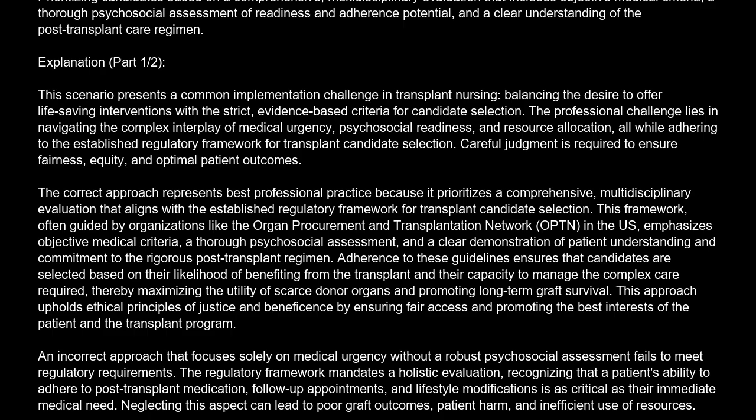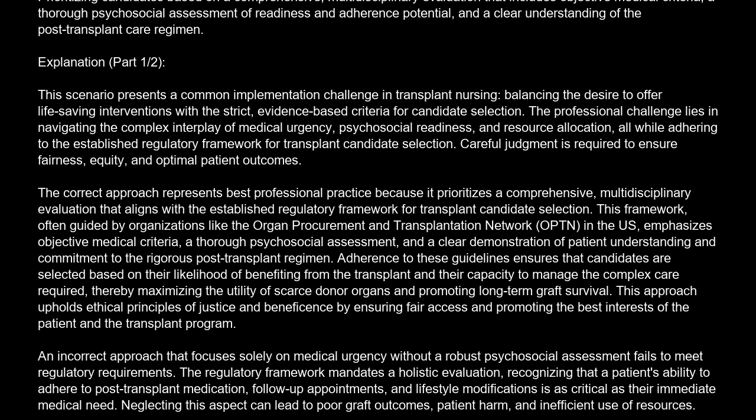This framework, often guided by organizations like the Organ Procurement and Transplantation Network (OPTN) in the U.S., emphasizes objective medical criteria, a thorough psychosocial assessment, and a clear demonstration of patient understanding and commitment to the rigorous post-transplant regimen. Adherence to these guidelines ensures that candidates are selected based on their likelihood of benefiting from the transplant and their capacity to manage the complex care required, thereby maximizing the utility of scarce donor organs and promoting long-term graft survival. This approach upholds ethical principles of justice and beneficence by ensuring fair access and promoting the best interests of the patient and the transplant program.